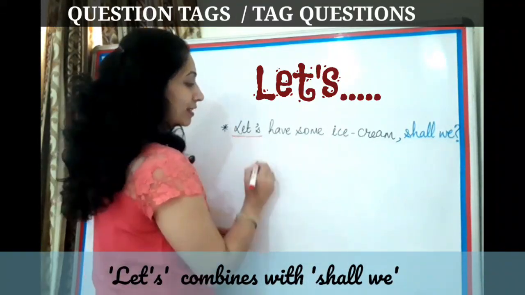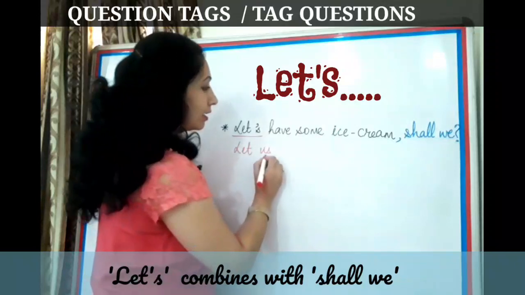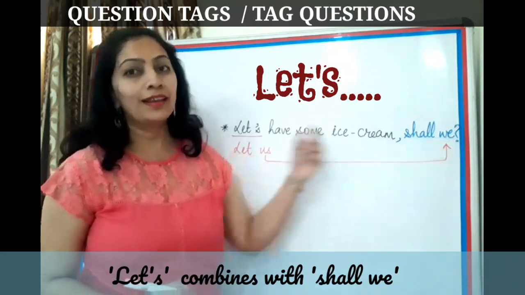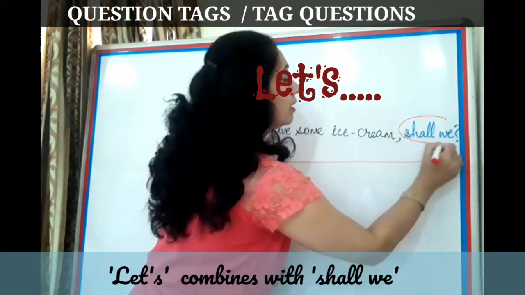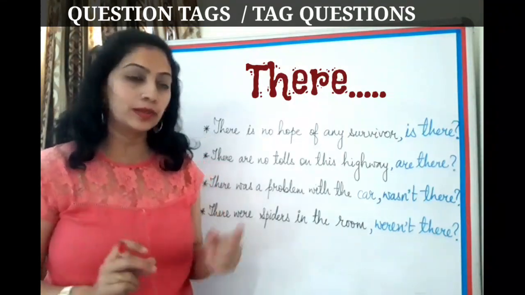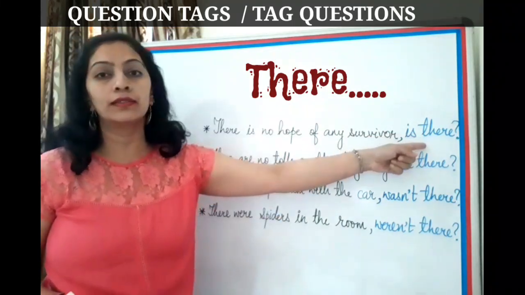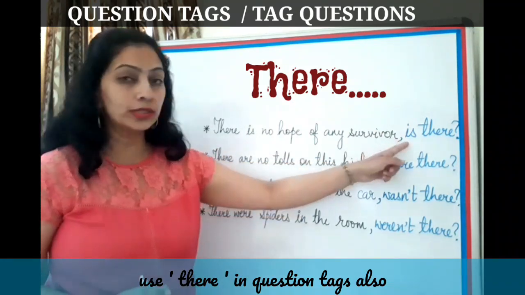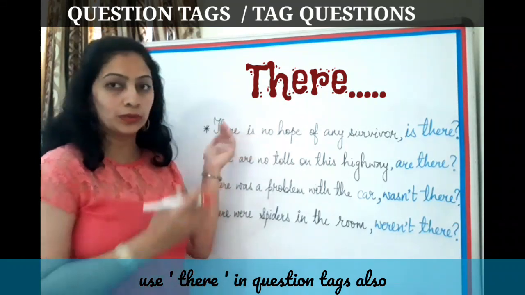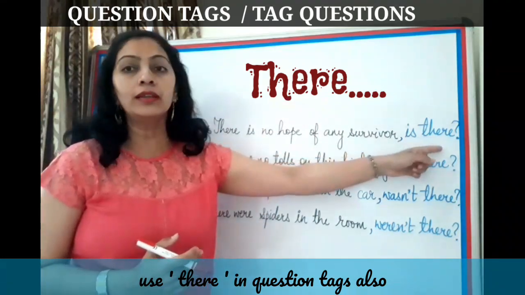So whenever you have let's, let can also be written as let us. So this us can become we here, and let's will always be shall we. Now if the sentence starts with the word there, then your question tag will always have the word there, and your auxiliary verb will depend on the tense of the sentence. That is, whatever auxiliary verb is used in the main sentence, the same will be used here, and the word there will again be duplicated.